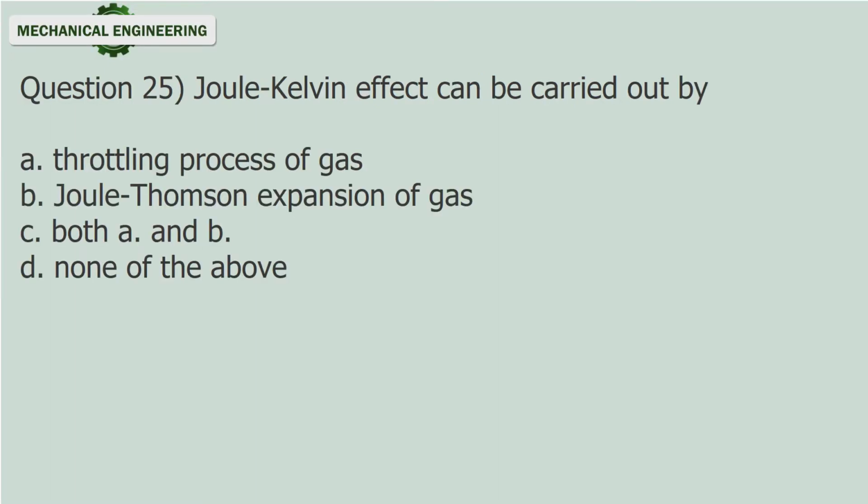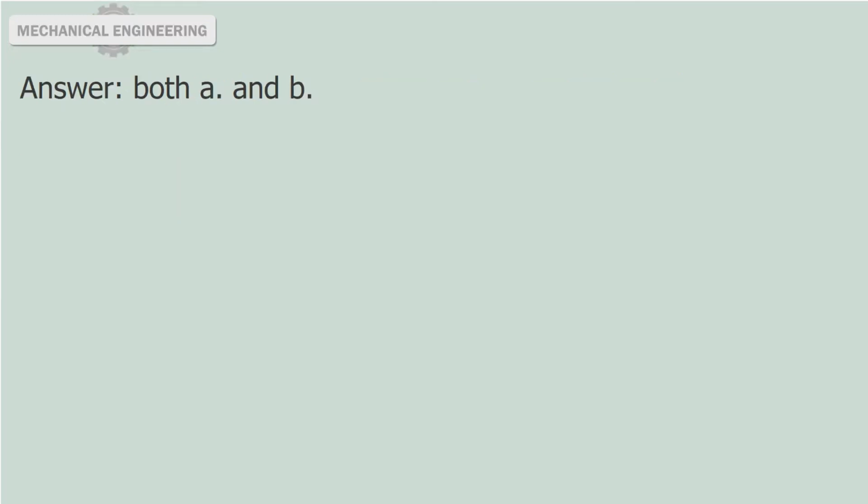Question 25. Joule-Kelvin effect can be carried out by A. Throttling process of gas. B. Joule-Thomson expansion of gas. C. Both A and B. D. None of the above. Answer: both A and B.